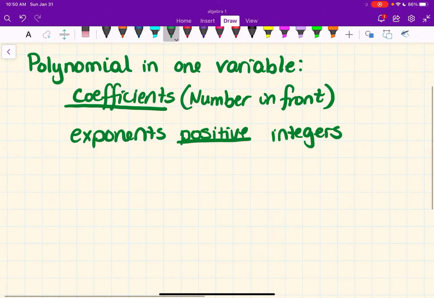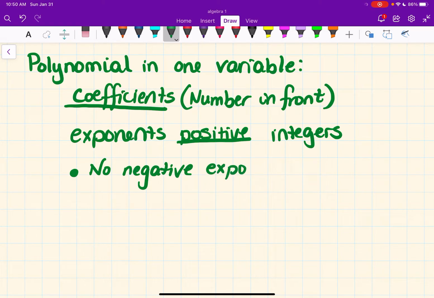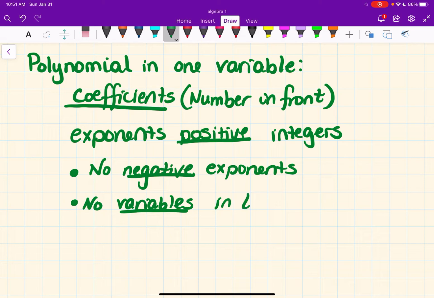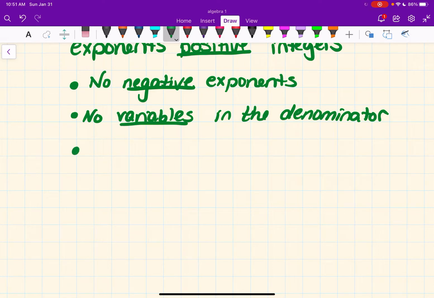Okay. The three bullet points are no negative exponents. So when you're done, you shouldn't have any negative exponents, or it's not a polynomial function. No variables in the denominator. Again, that means it's not a polynomial function if there is a variable in the denominator, and that there's only one variable. There's no xy or xyz, okay? If it's a polynomial function, it only has one variable.